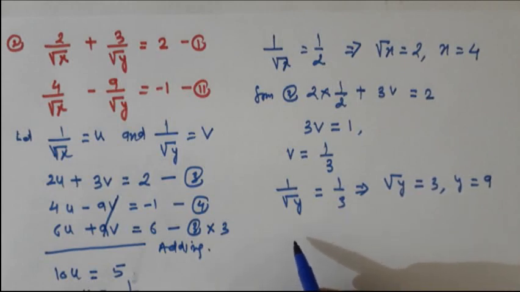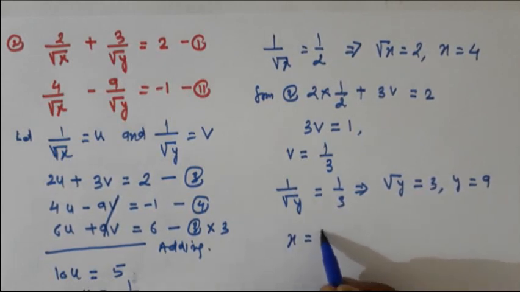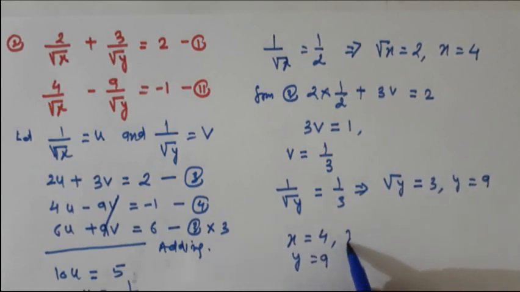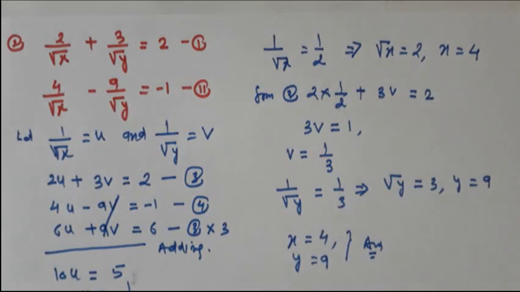So the final answer of this is x is equal to 4 and y is equal to 9. These are the answers of this question number 2 of this exercise. Now see some more questions of the same exercise.